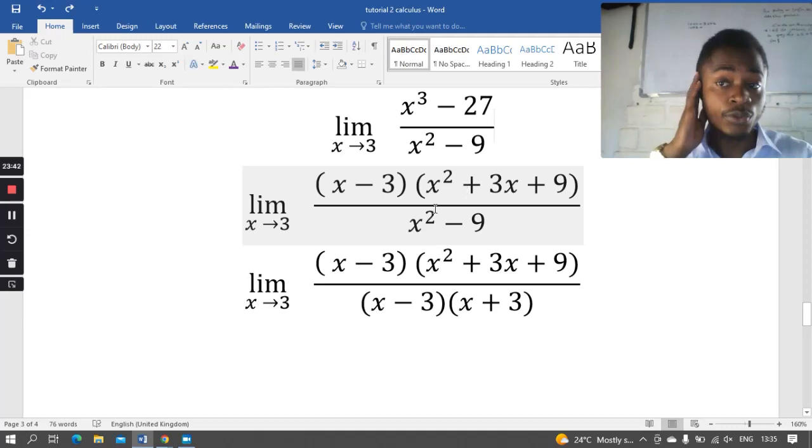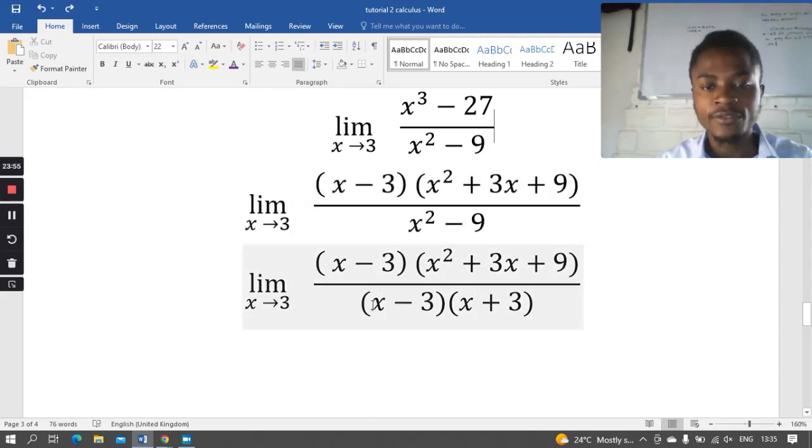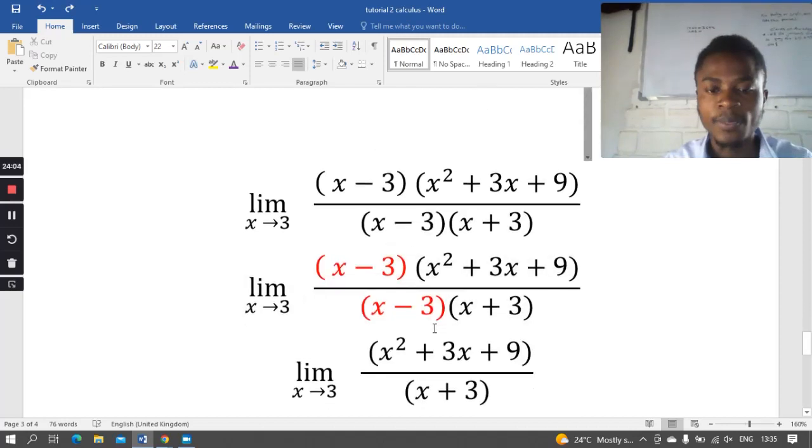And then the denominator here is a difference of two squares. If you look at this one, this is more like x squared minus 3 squared, because 3 squared is 9. So when I factorize that one, it gave me this one down there. So I'll factorize both the numerator and the denominator. Then from here, I went down there.